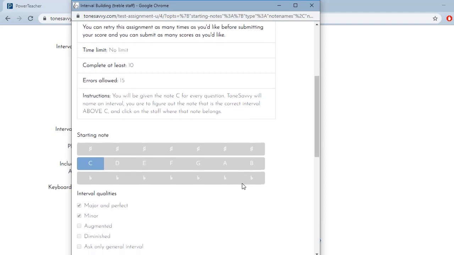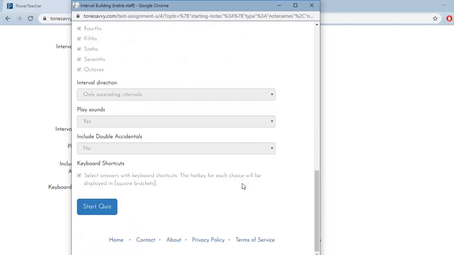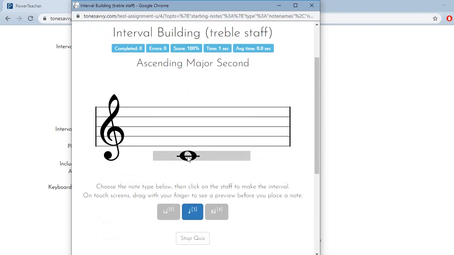So what you're going to do is, let me just go ahead and start it. This one does not have a time limit. So we have this note here, C. This is middle C. This is C on that first ledger line. What the program is going to ask us to do is to create an ascending major second above C. Now all of these intervals will be ascending, which means we have to go above the C that is given.